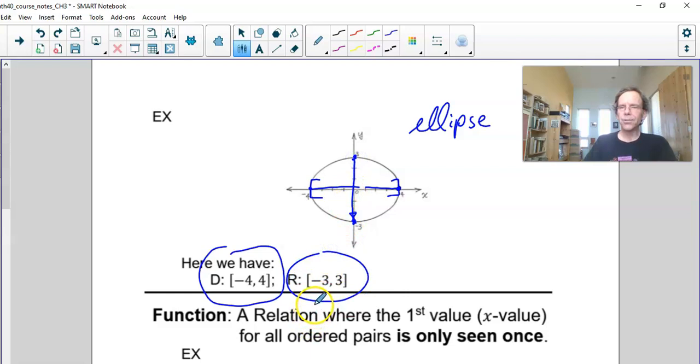All right. So that's how you figure out what the domain and range is from a graph.